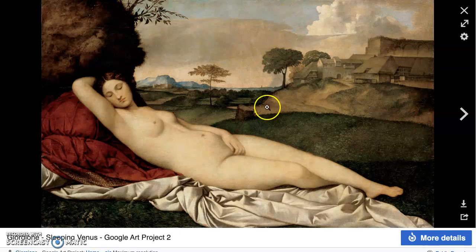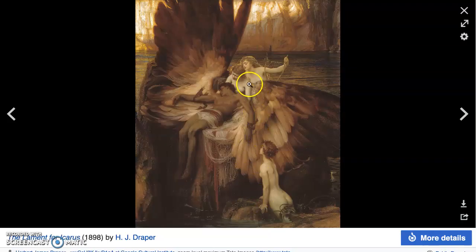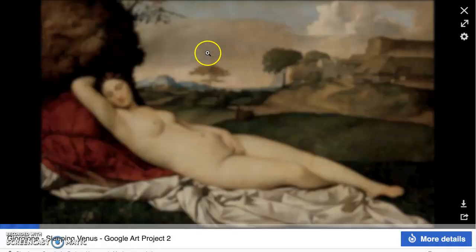Giorgione's Sleeping Venus is another example of this. So you have a line with the landscape, you've got a line with her torso, all of these converging about the middle of Venus's body here. You've got a line here with this blanket, and so this would be another example of a radial plan.